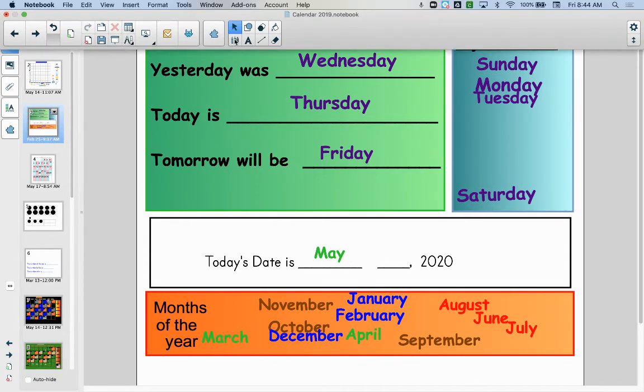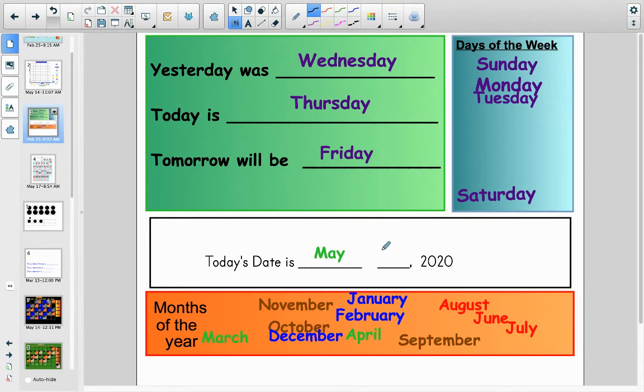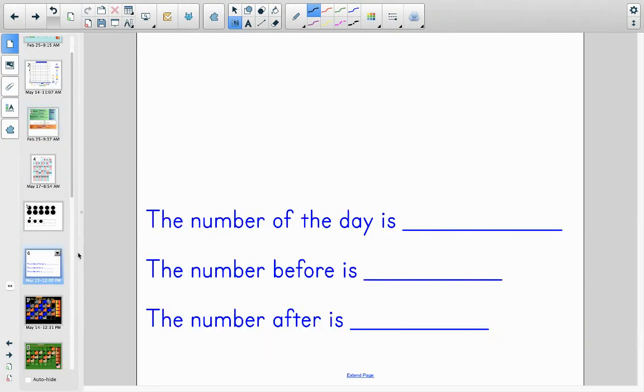Okay, and today is May 21st, so we start at the top, make a 2, we go to the right, and go down a slide, and cross over, and straight line down for 1, May 21st, 2020. So the number of the day is 21.